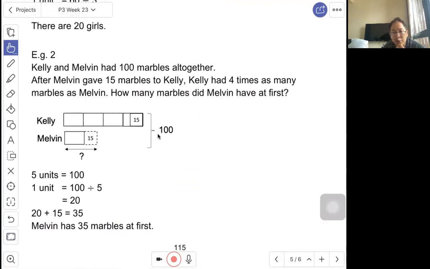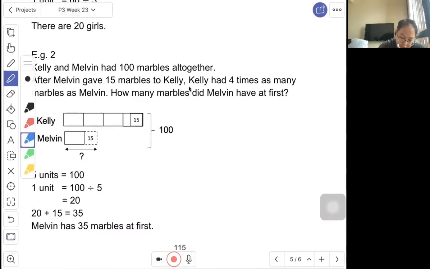So you take your 100 divided by 5, because in the end, there are 5 units. So 5 units is 100. Then divide by 5 to find your 1 unit. So Melvin now has 20. But it asks at first, so add back the 15. So Melvin has 35 marbles at first.